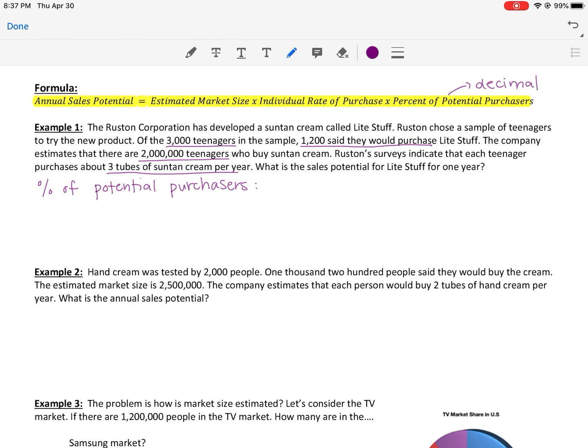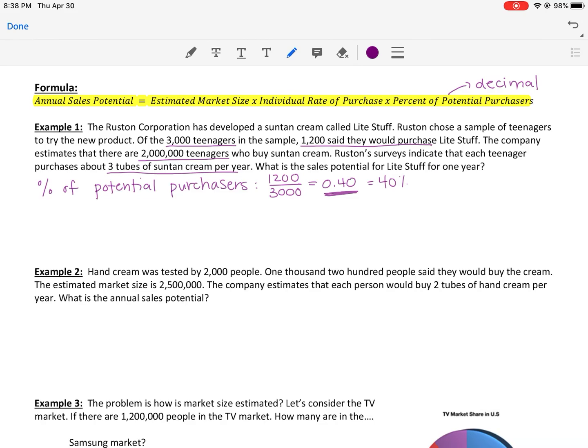So in this case, we had 1,200 divided by 3,000. And remember we did this last time with our opinion surveys? So we get 0.40. We know that's 40%, so if you wanted to write that as 40%, you can, but we will actually be using this decimal here, so that will be a little bit more useful for us.